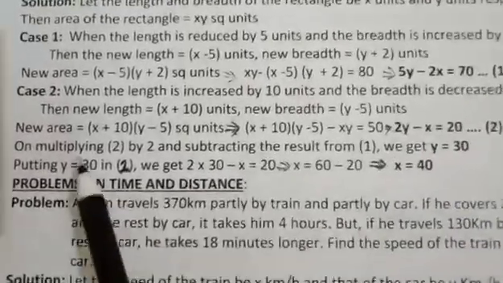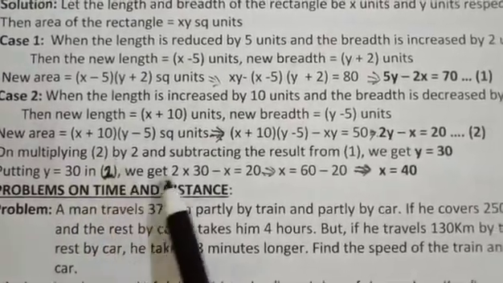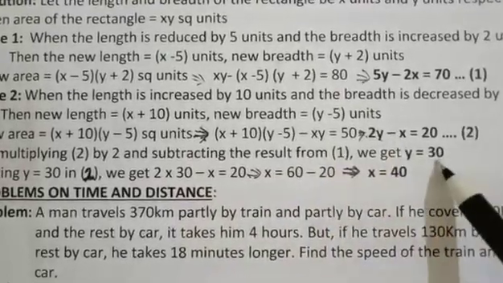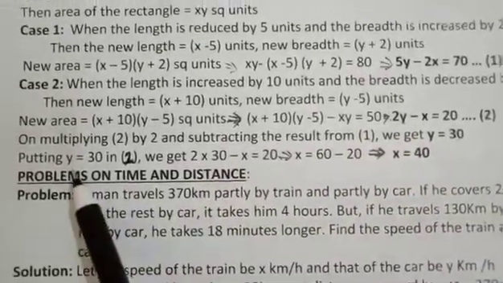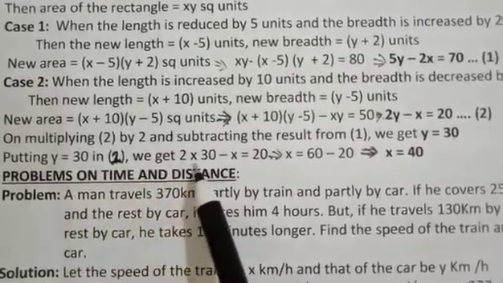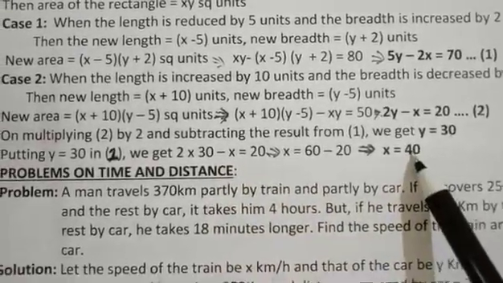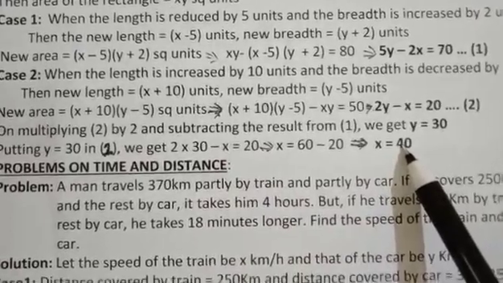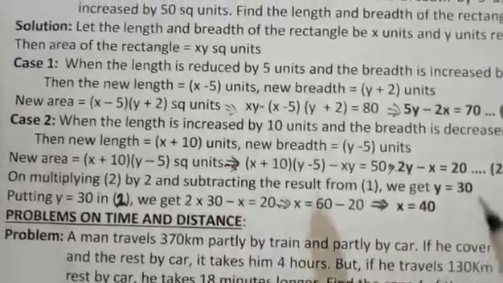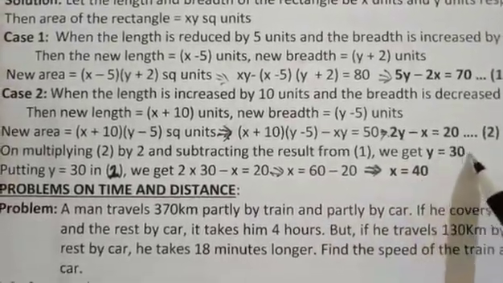Now coming to the solving part, on multiplying equation number 2 by 2 and subtracting the result from equation number 1, we get y is equal to 30. Putting y equal to 30 in equation number 2, we get 2 into 30 minus x is equal to 20, which on further solving gives x is equal to 40. Thus, we have got the length and breadth of the rectangle. The length is 40 units and the breadth is 30 units.